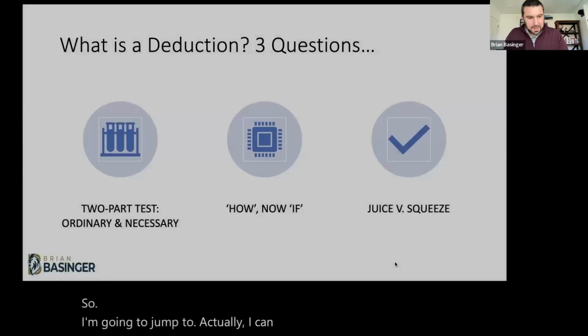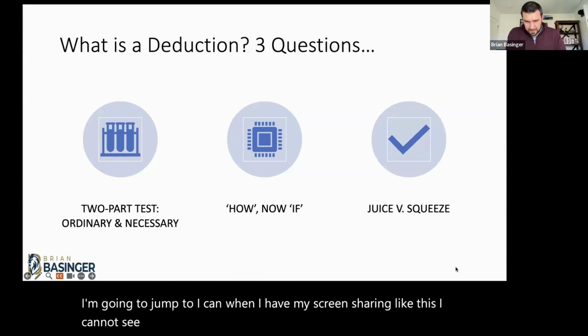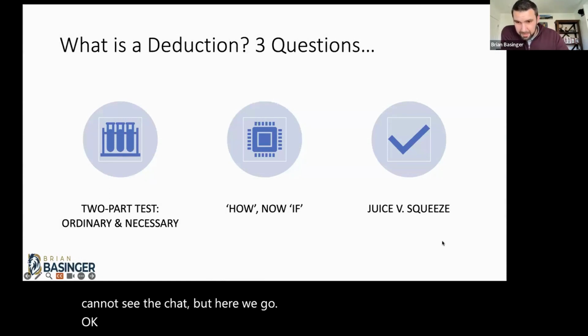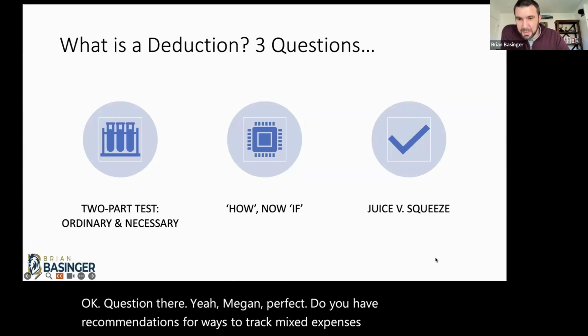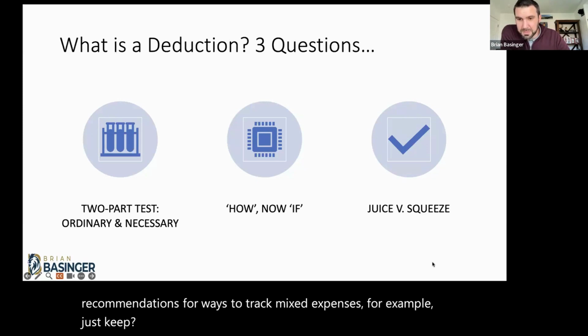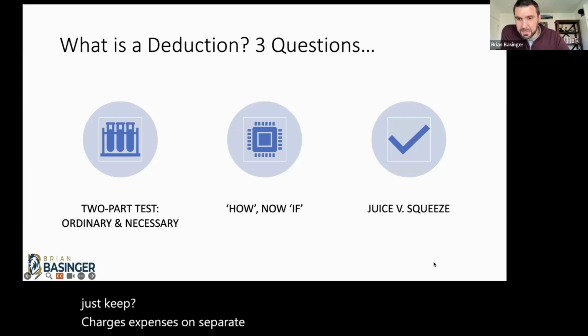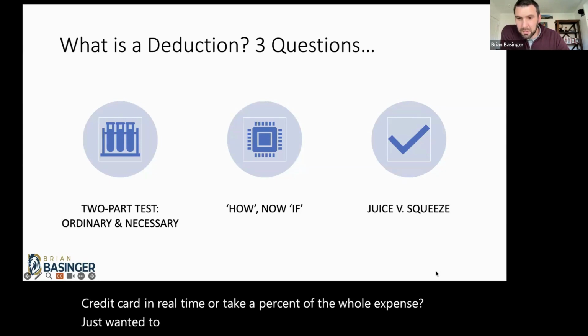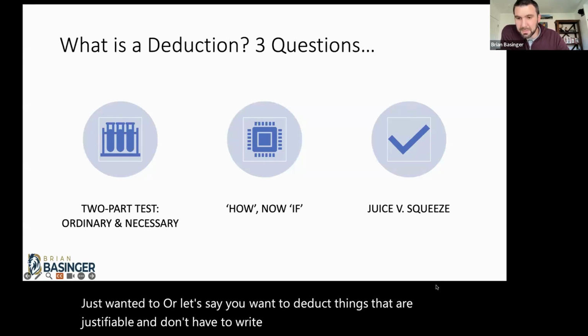So I'm going to jump to, actually, when I have my screen sharing like this, I cannot see the chat, but here we go. Yeah, we have a question in there. Megan, perfect. Do you have recommendations for ways to track mixed expenses? For example, just keep charges on separate accounts, credit card in real time, or take a percent of the whole expense? I want to deduct things that are justifiable and not have to write down every single life detail somewhere.